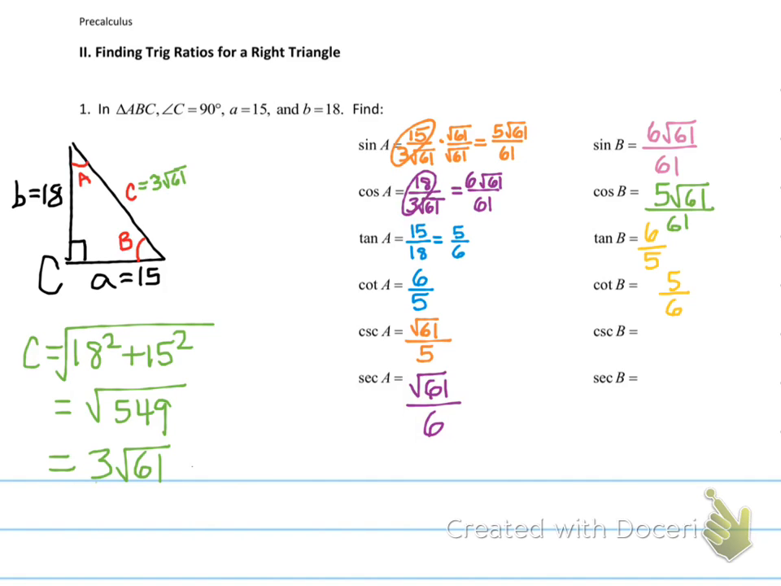Cosecant, which is 1 over sine. And again, we're going to use our original, which was before this step, which was 6 over root 61. So we're going to have root 61 over 6. And then again for the other one, we had 5 over root 61, so we're going to have root 61 over 5.